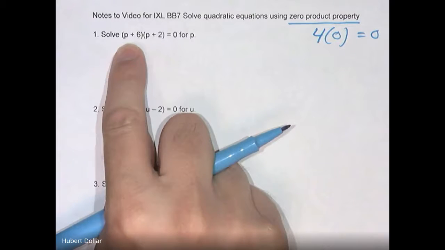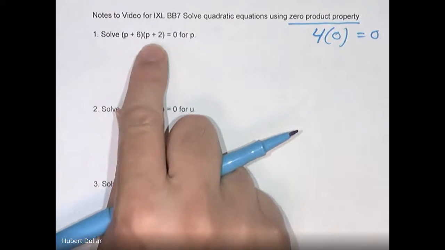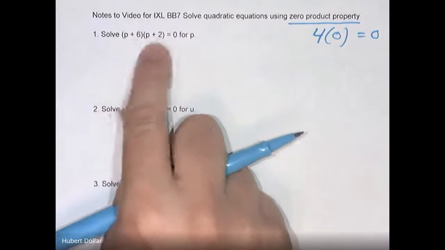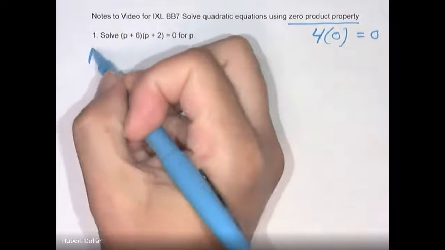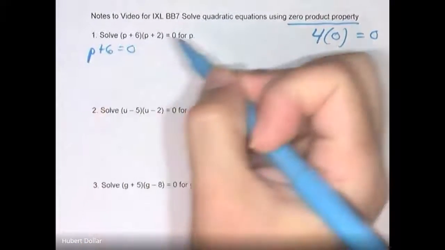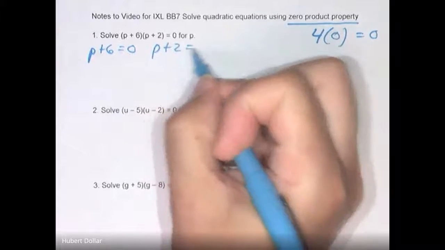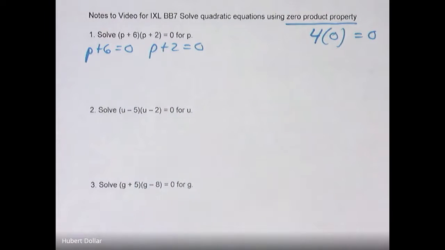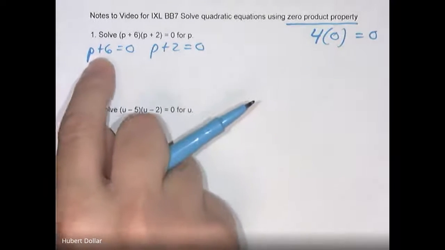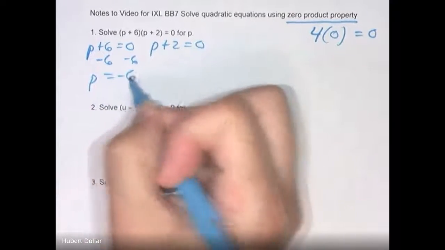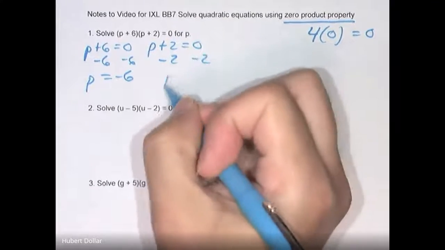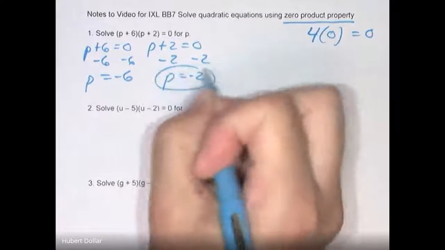This is the product of p plus 6 and p plus 2 equals 0. Since these two numbers have been multiplied together and get 0, then either p plus 6 equals 0 or p plus 2 equals 0. And then we can go back and use our linear equations to solve. The opposite of adding 6 is minusing 6, so p equals negative 6. The opposite of adding 2 is to subtract 2 on both sides, and so p equals negative 2.